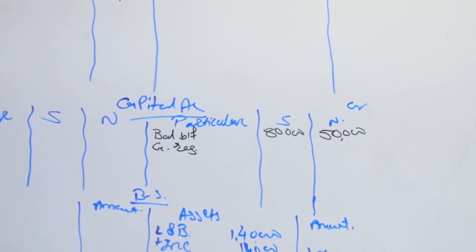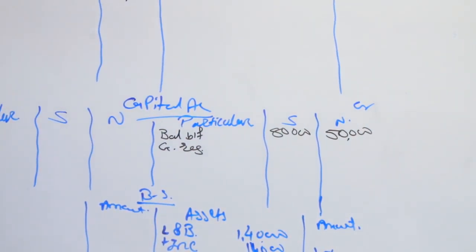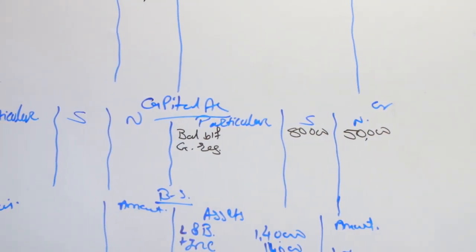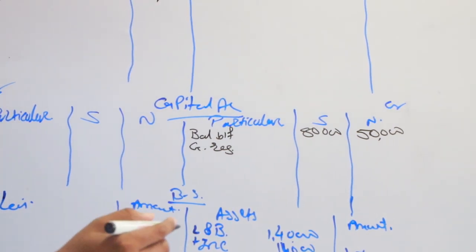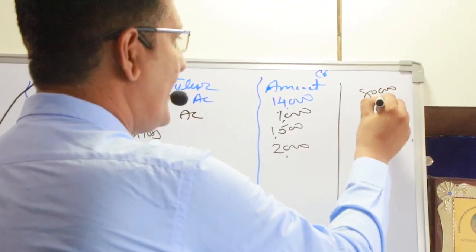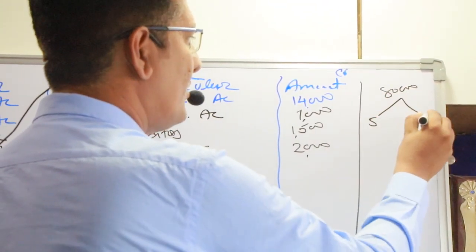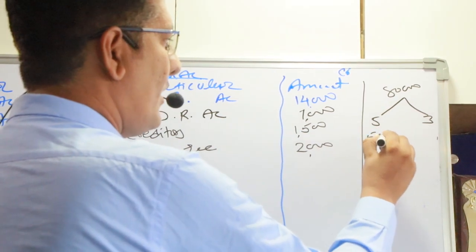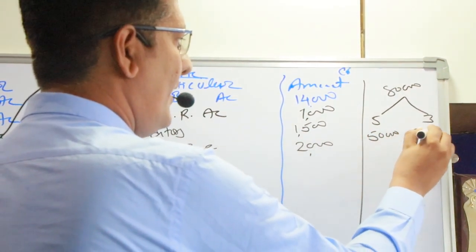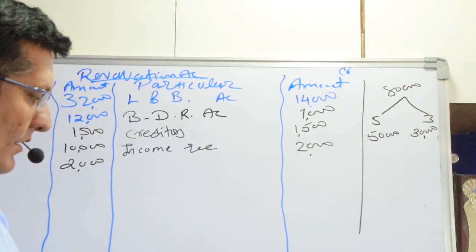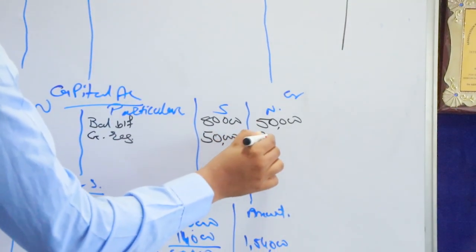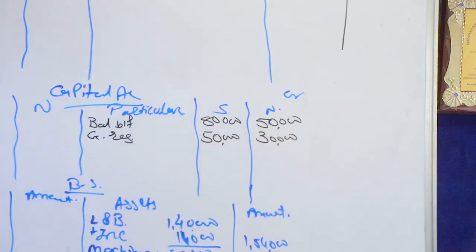General reserve is given 80,000. In which ratio are we going to use it? Look at the question. Sarjan and Nirmi are partners sharing profit and loss in 5:3. So here 80,000 we distribute among the partners in 5:3. That means 50,000 and 30,000. So in general reserve, 50,000 for Sarjan and for Nirmi the amount is 30,000.